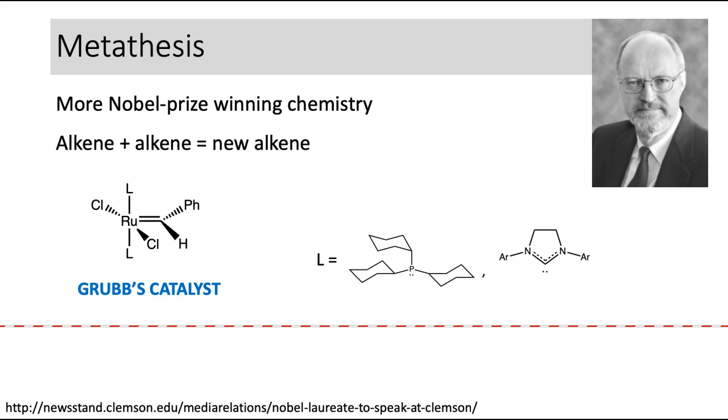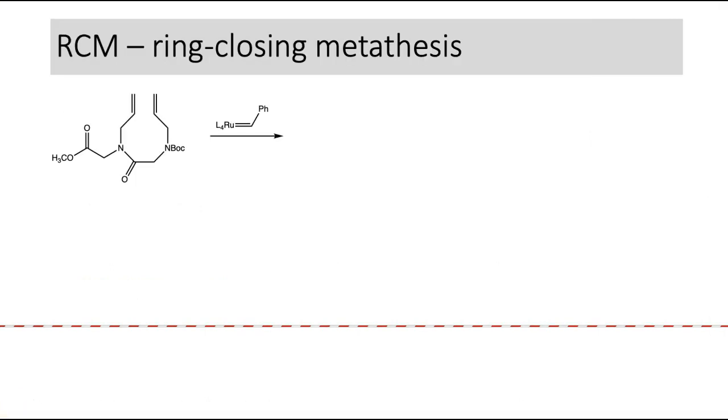The ligands can be this crazy tricyclohexylphosphine right here, or another popular ligand is this guy, which is a carbene. We learned about carbenes when we learned about how to make cyclopropanes. These are not the important details. The important details are what happens when we carry out the Grubbs metathesis. And the easiest examples to understand are the ones where we close a ring. It's called ring closing metathesis, RCM.